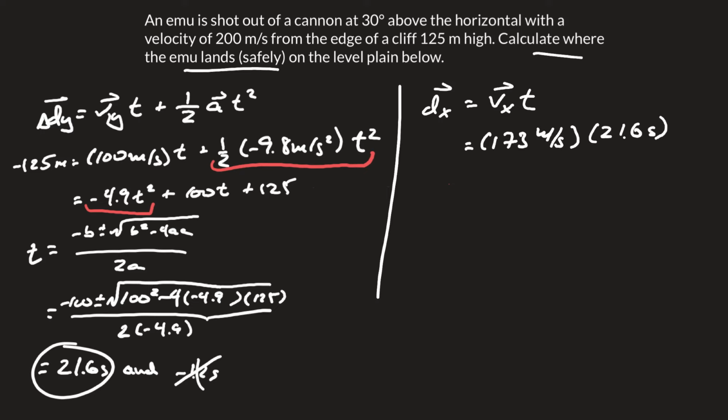Note everything's positive here, right? Because we're going forward, that's going to reflect in our answer. So 3,736 meters, but let's use a little bit of a more useful unit here. So 3.7 kilometers, and our direction, because it's all positive, is forward. So the emu lands 3.7 kilometers in front of the cliff, or forward relative to the cliff.